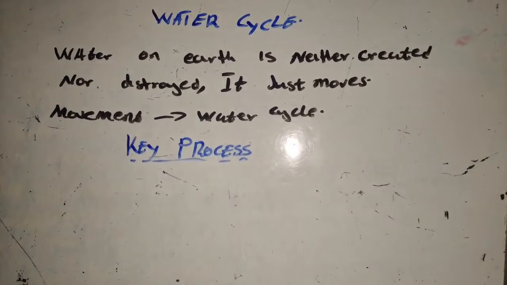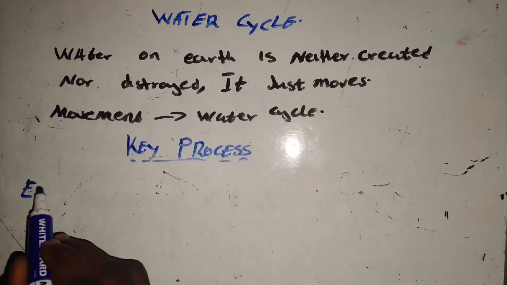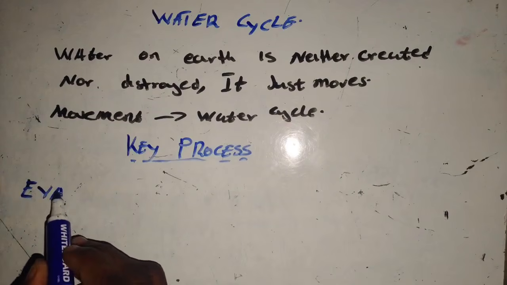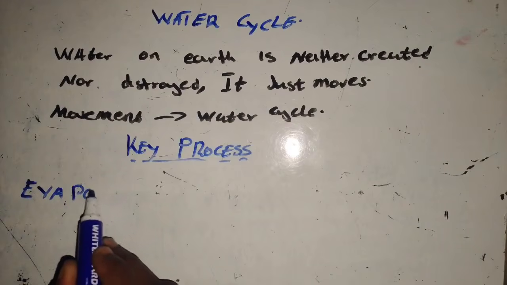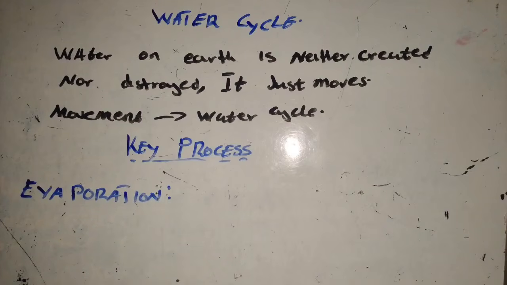So the first key process of the water cycle is evaporation. These are just the processes that are involved in the water cycle. I believe this is a familiar term to us. So what is evaporation? Before we get into evaporation, do you know that water exists in three states?